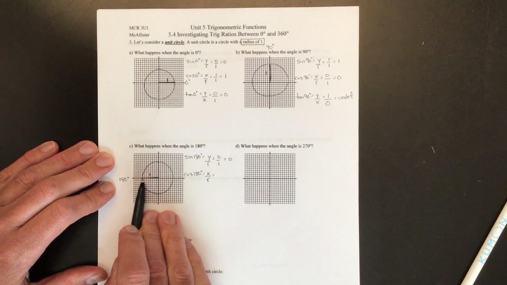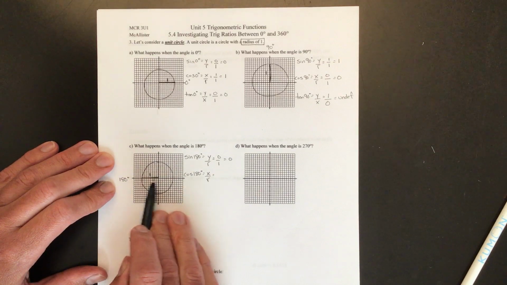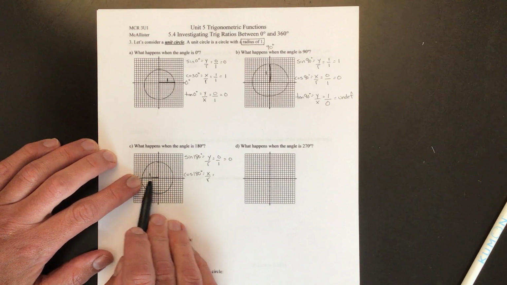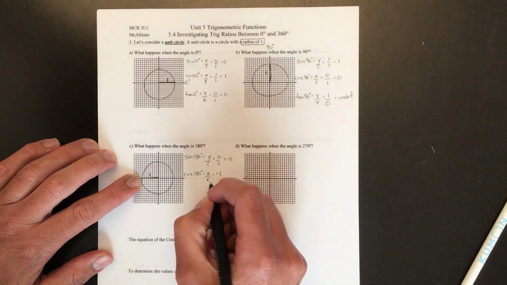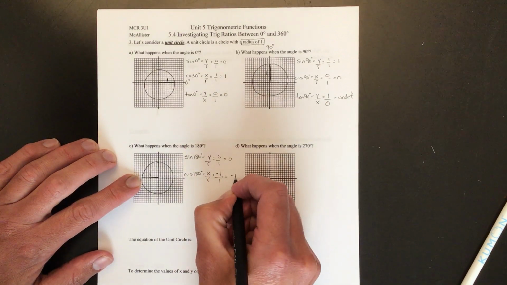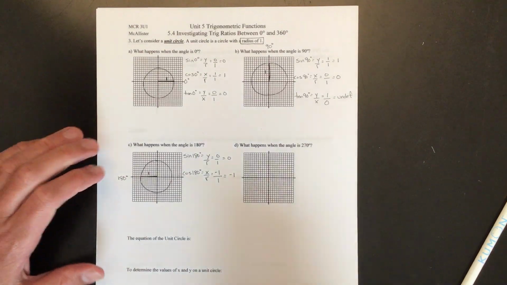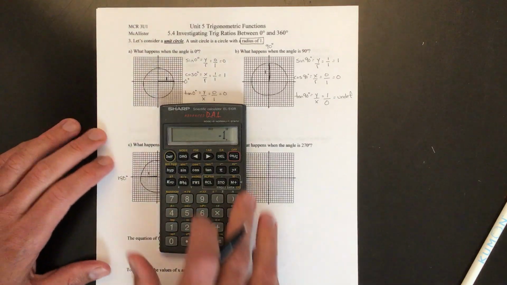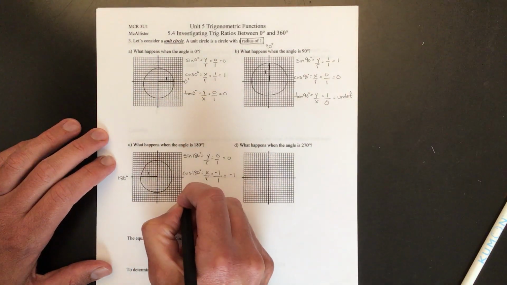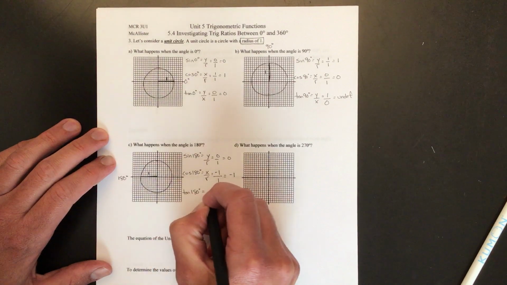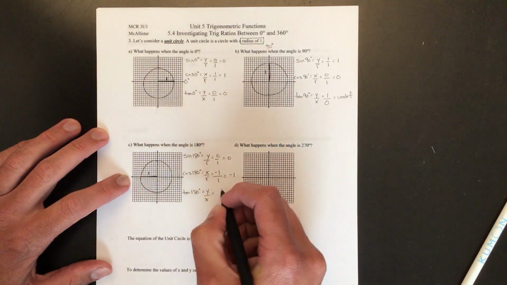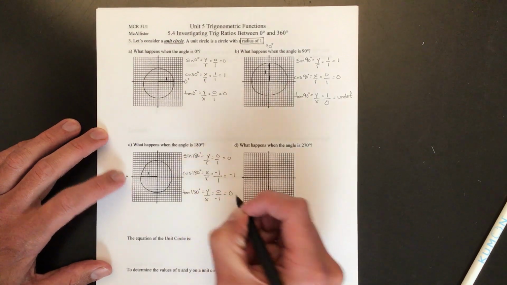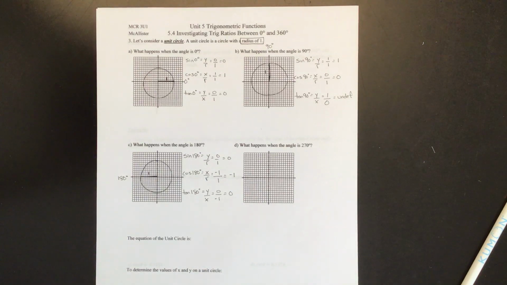My x value here, because I'm on this side of the y-axis, even though that length is 1, because I'm on the left-hand side of the y-axis, my x value is actually going to be negative 1 over 1, which is negative 1, which again, on a calculator, cos of 180 gives us negative 1. Tan of 180, y over x, my y value is 0, my x is negative 1, and that's why the tan of 180 is 0.